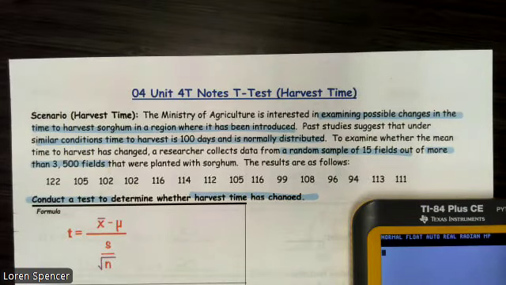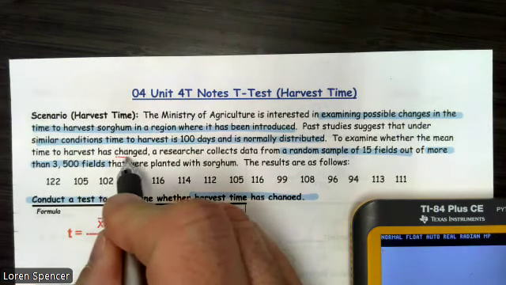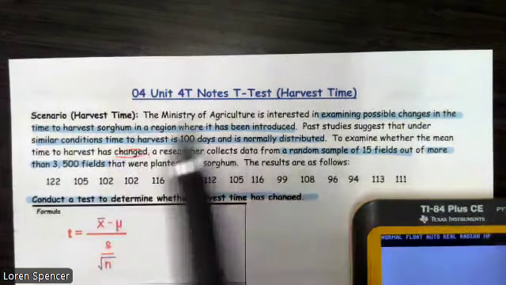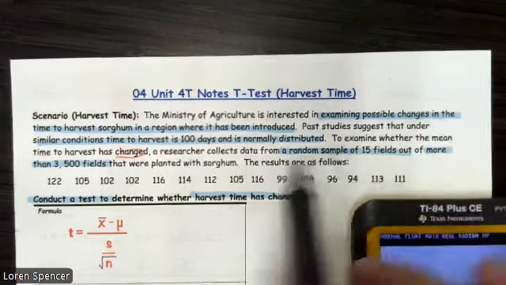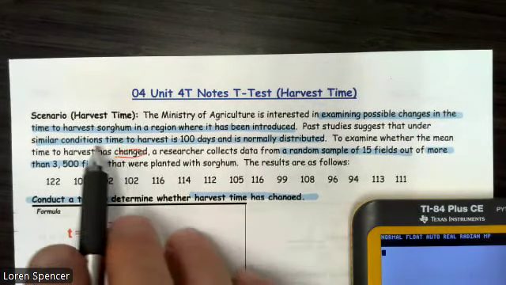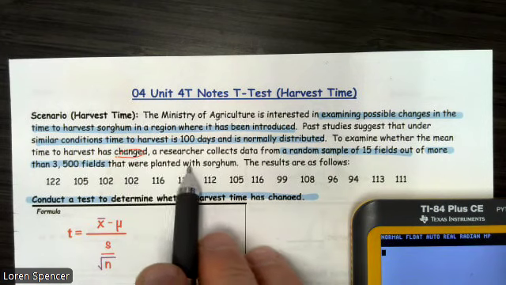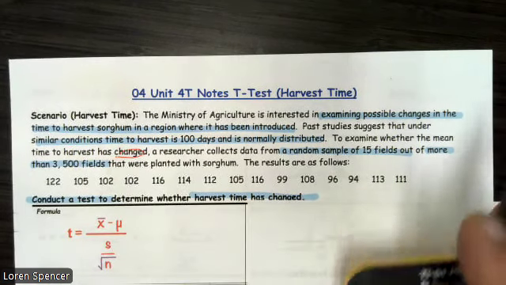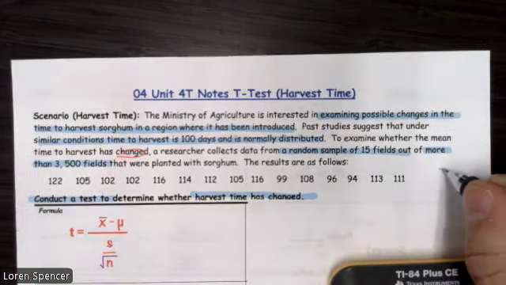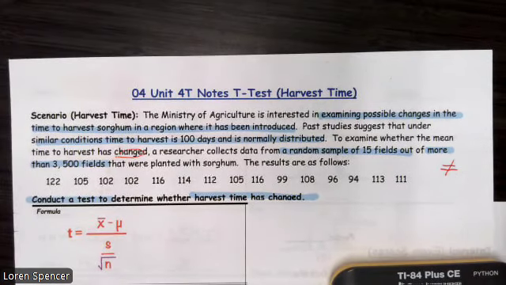To examine whether the mean time to harvest has changed. By the way, we're talking about changed, and they're seeing whether it was different. When I say that, that lets me know that I'm looking at probably a two-sided hypothesis test, two-tailed.